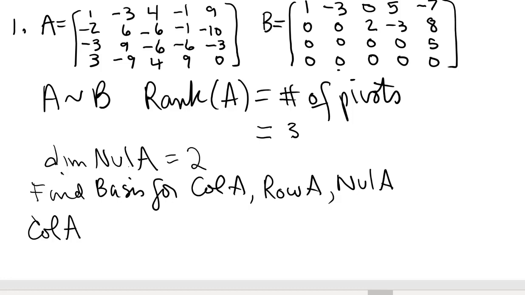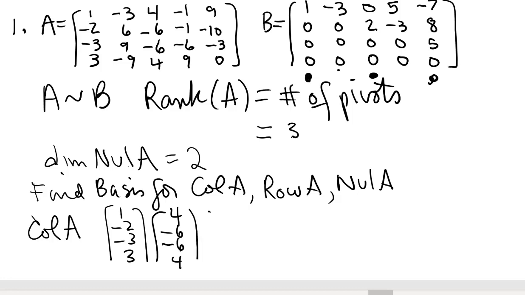So we identify the pivot columns. Here they are. Column 1, column 3, and column 5. So I just grab those from A. And 9, negative 10, negative 3, 0. There's the spanning set for column A.